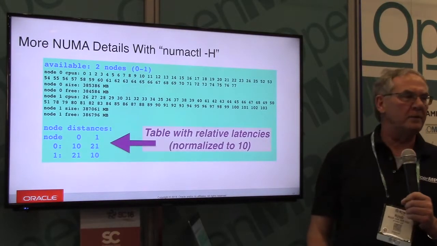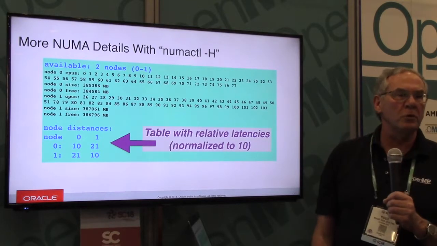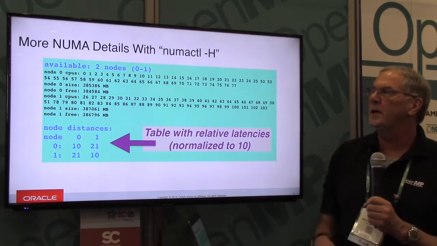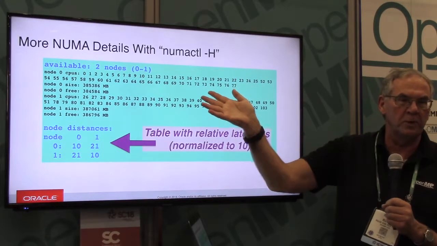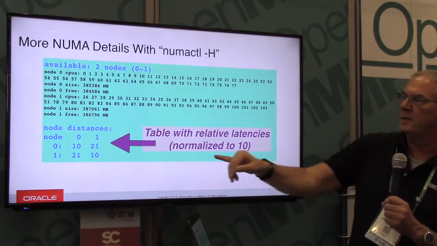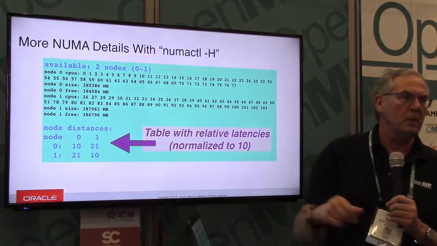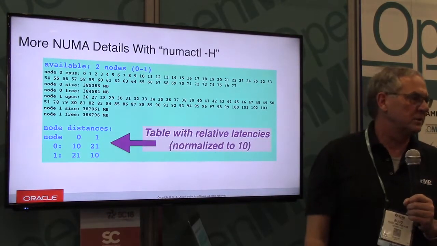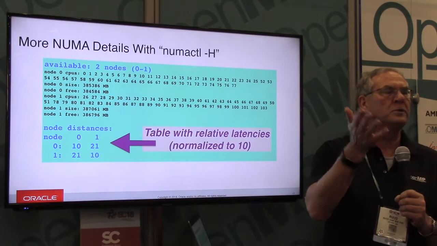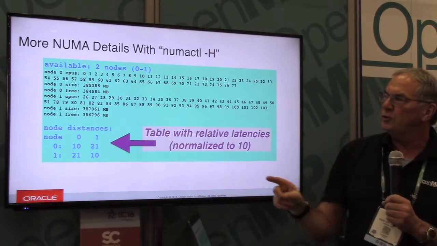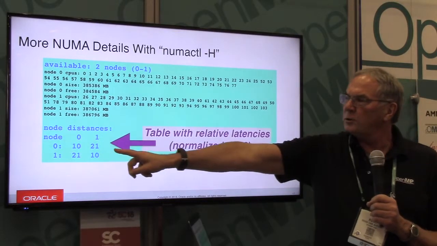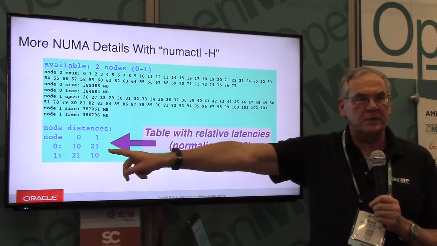There's another command that I find really useful. It's called numactl, and with the -H, it'll echo all the numbers and some other information, but I'm interested in the latency table. And these are relative latencies. For some practical reason, they're normalized to 10 on the diagonal. And what it shows you is that for the other node, there's a cost in accessing that memory.